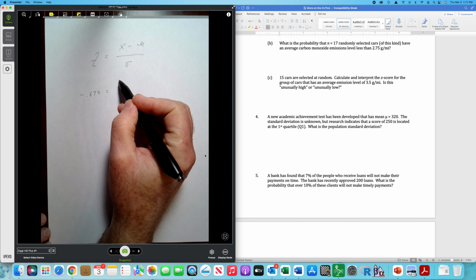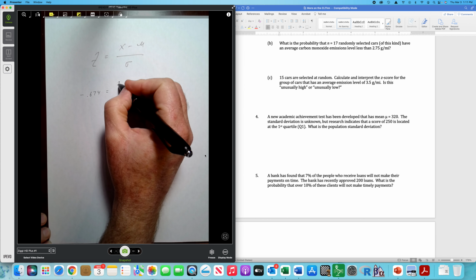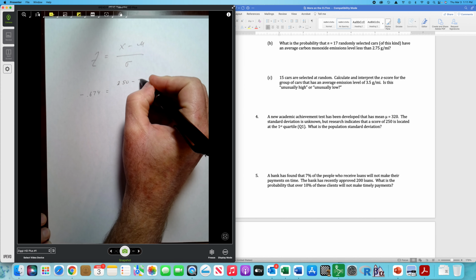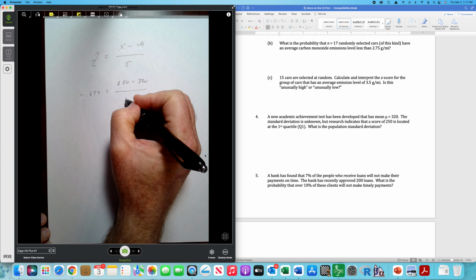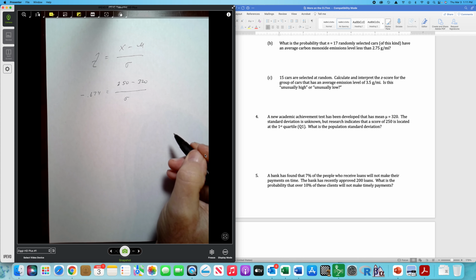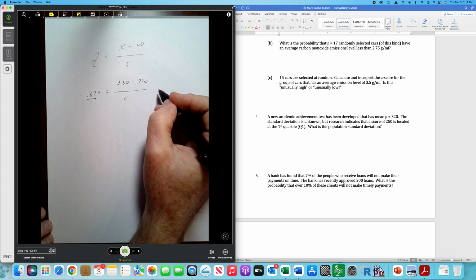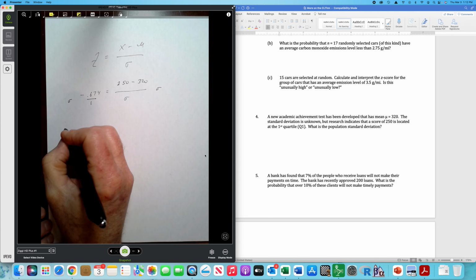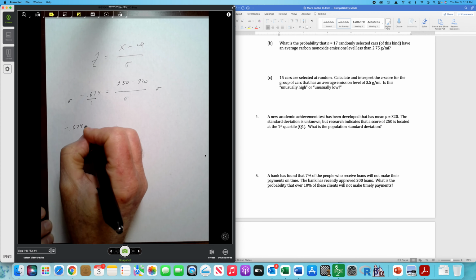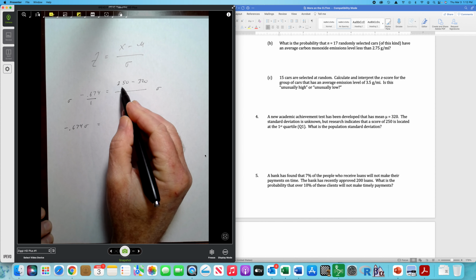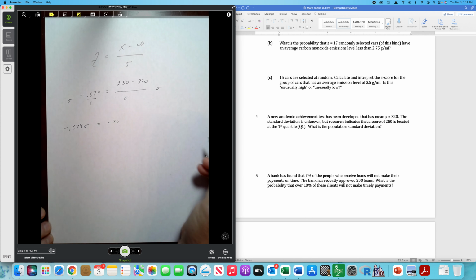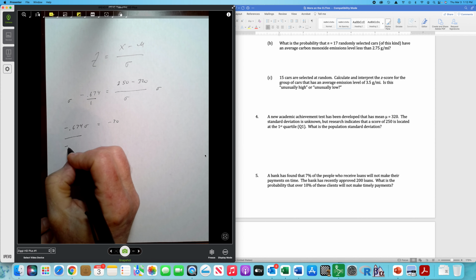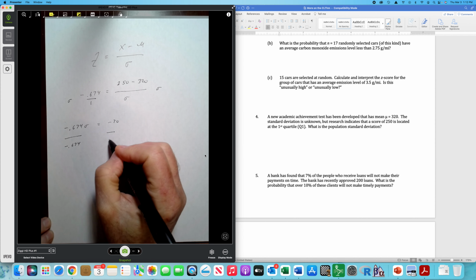The value from the distribution that represents the first quartile is 250. The mean is 320, and the standard deviation is unknown, right? So this is over 1, so all I have to do is multiply both sides by sigma. 250 minus 320, we can just do that in our head, is negative 70. If not, just grab a calculator, divide both sides by negative 0.674.